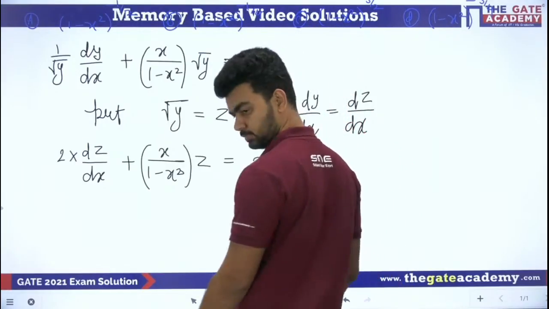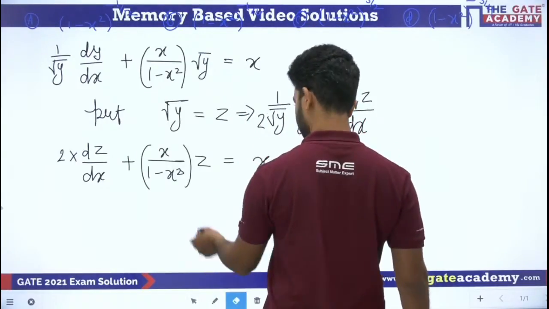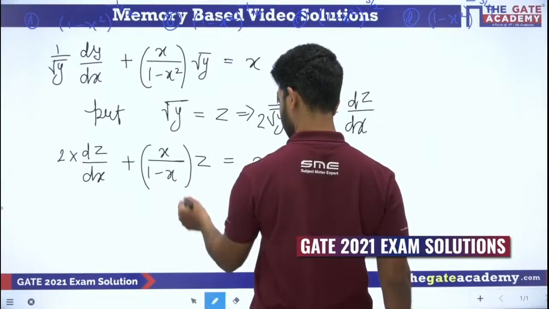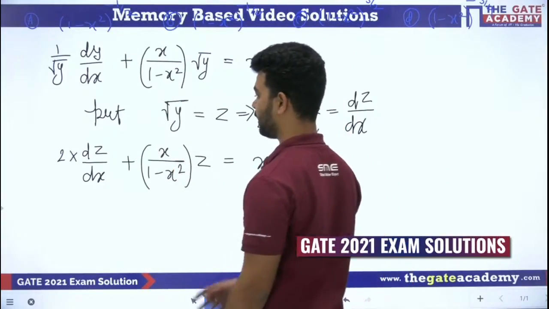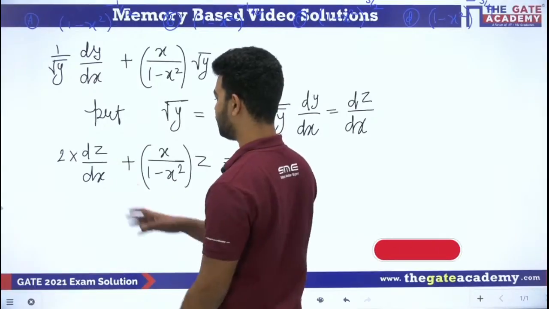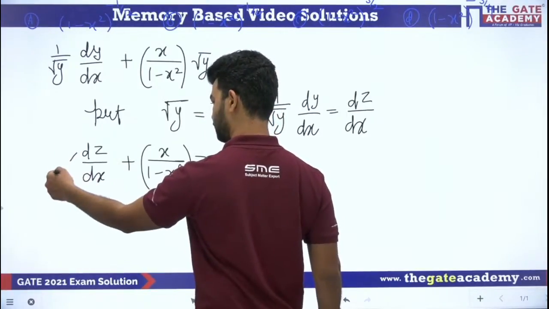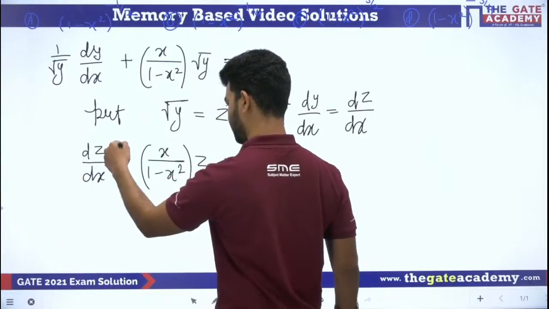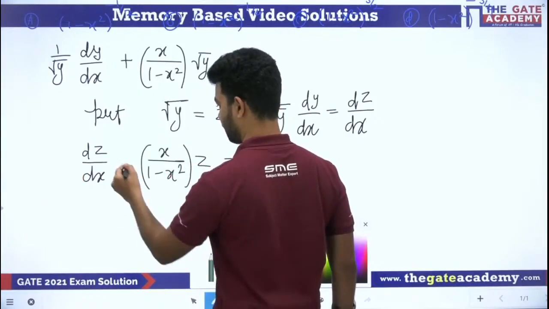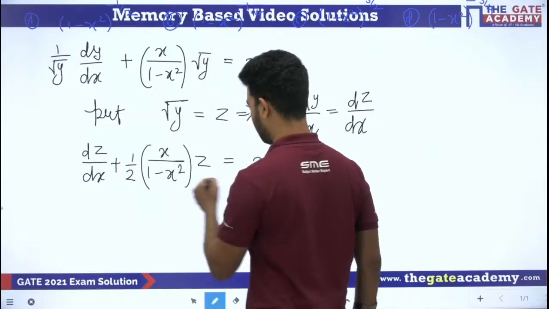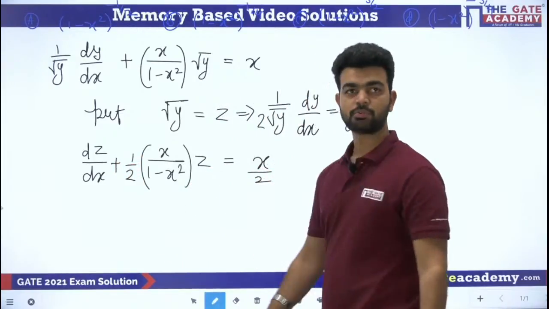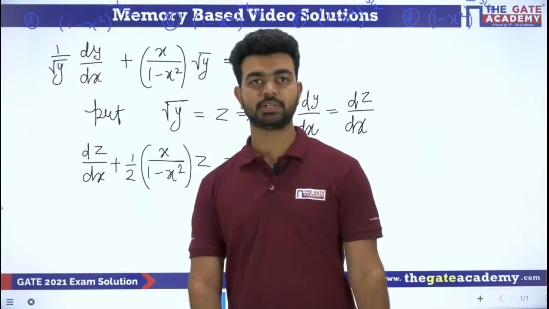Now this is what we are getting over here. Now this whole thing we can divide by 2. So again I will divide it by 2. I will take the advantage of eraser and I can directly divide it, right? 1 by 2 and 1 by 2. This is what we are getting. Now this is the proper Leibniz equation, right?